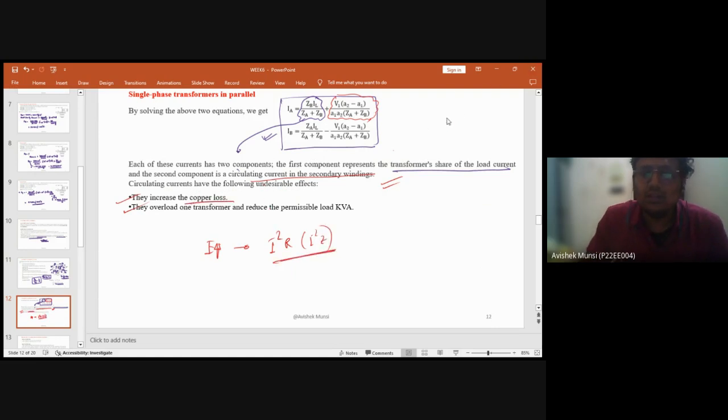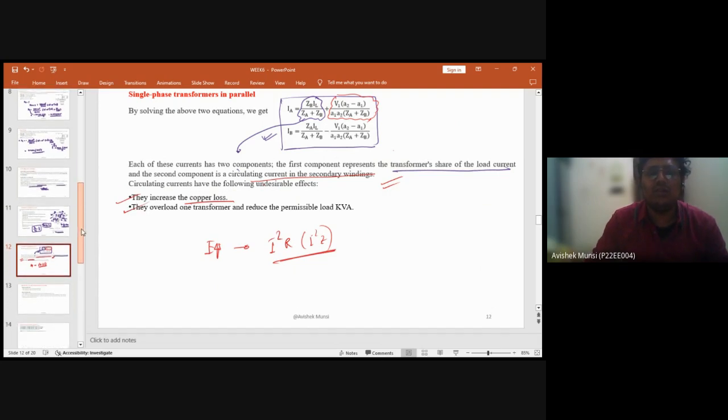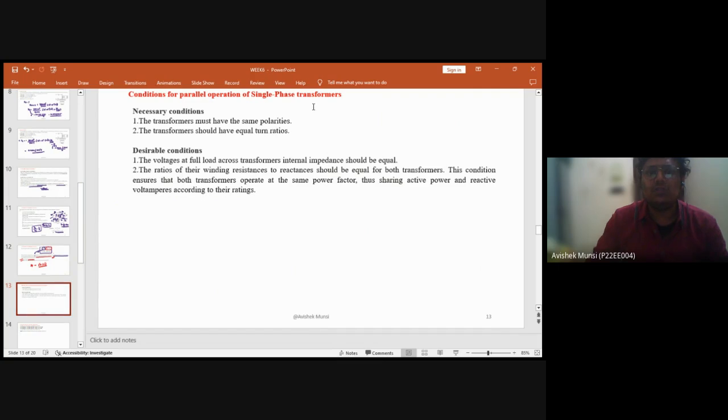So in parallel transformer questions, mainly you have to calculate the circulating current, the load and so on. So what are the conditions behind it? The main important point: what are the conditions of parallel operation? The transformers must have the same polarity. If you choose transformers having different polarity, they will not be able to connect. And the transformers should have an equal turns ratio.